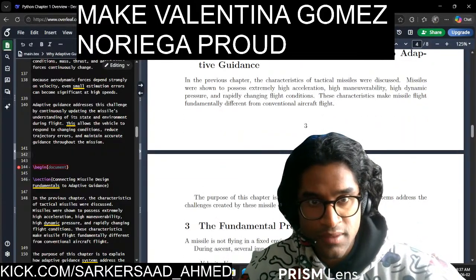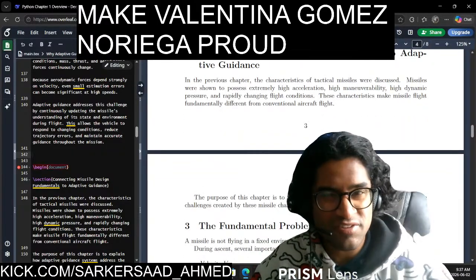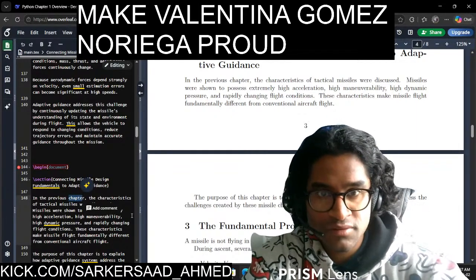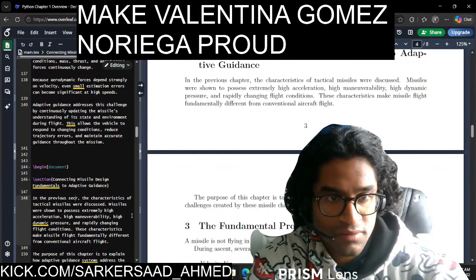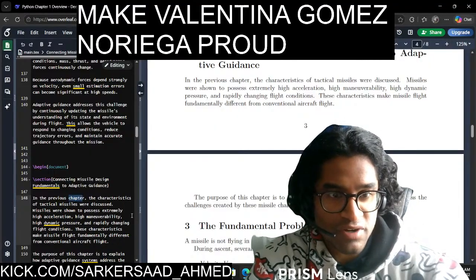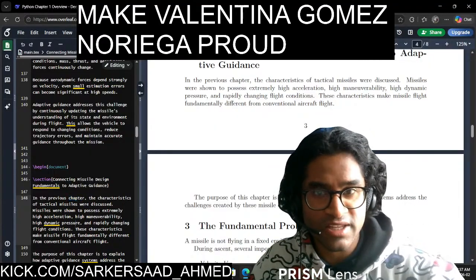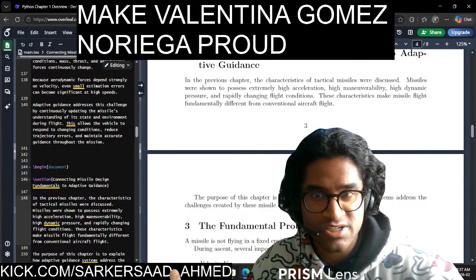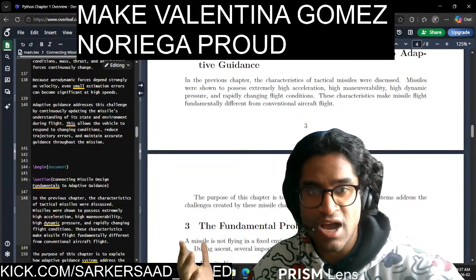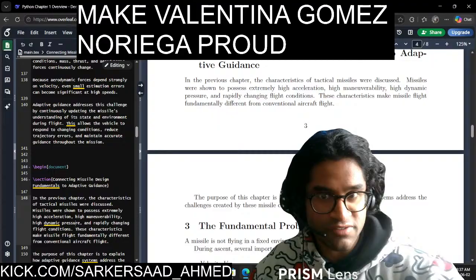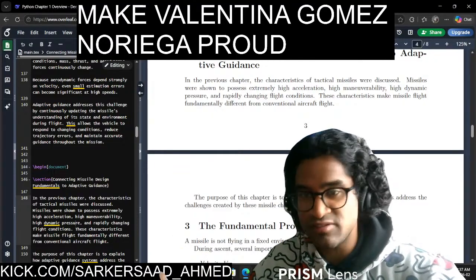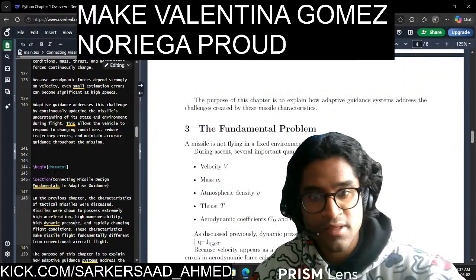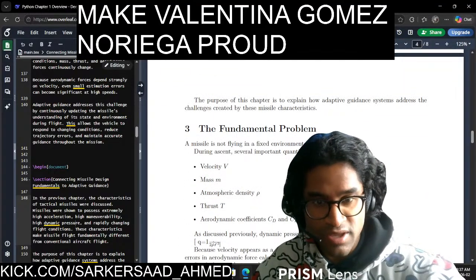In the previous section, actually, previous chapter, that was chapter 1. The characteristics of tactical missiles were discussed. Missiles were shown to possess extremely high acceleration, high maneuverability, high dynamic pressure, rapidly changing flight conditions. And these make missile flight operations fundamentally different from any aircraft flights. So the purpose of this aircraft is okay.